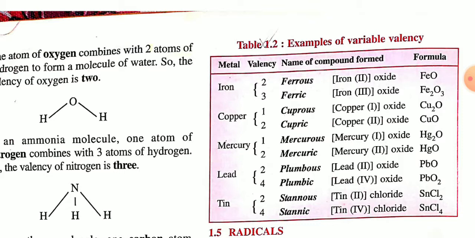Similarly, lead can show two types of valency, one is 2 and another is 4. Lead means Pb, so Pb2+ is known as plumbous and Pb4+ is known as plumbic. And tin can show two valencies, Sn2+ and Sn4+, so the valencies are 2 and 4 for tin, Sn. Sn2+ is known as stannous and Sn4+ is known as stannic.